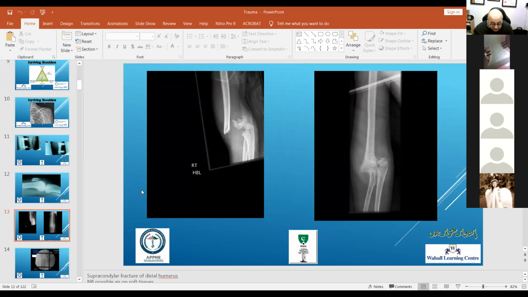This is the most common thing you see in Pakistan? Yes, sir. Supracondylar fracture. This is an X-ray of the elbow joint showing a Gartland type 3 supracondylar fracture of the humerus. So is it a 3 or is it a 4?